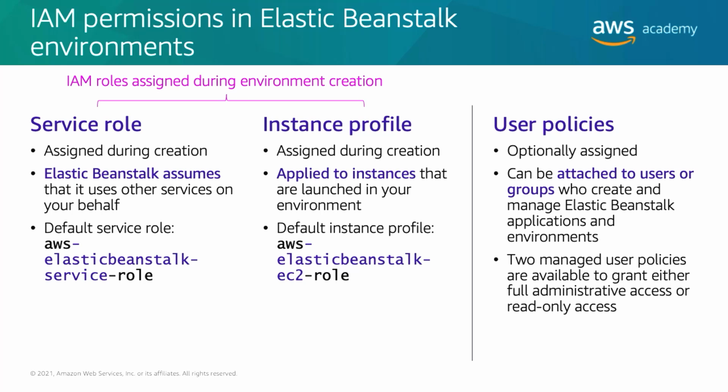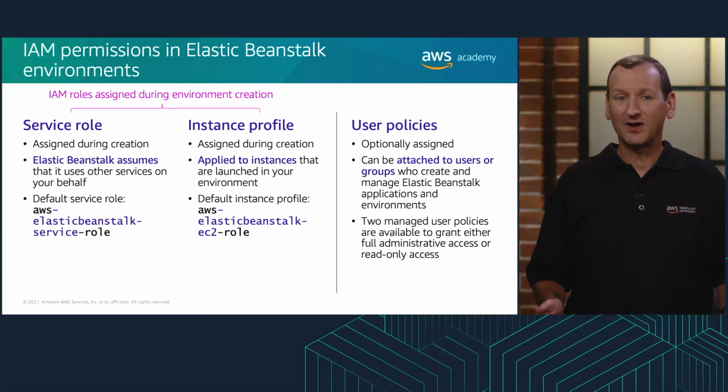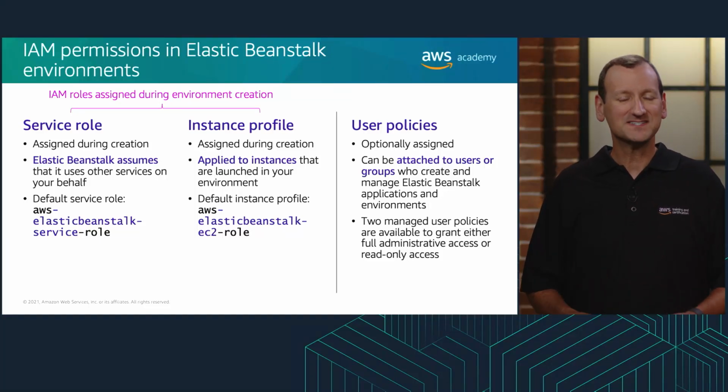When you launch an environment by using the Elastic Beanstalk console or CLI, the service creates a default instance profile called AWS-Elastic Beanstalk-EC2-role. Managed policies are assigned to the role with default permissions. Elastic Beanstalk provides 3 managed policies that are assigned to your environment by default. The policies consist of 1 for the web server tier, 1 for the worker tier, and 1 with additional permissions necessary for multi-container Docker environments.